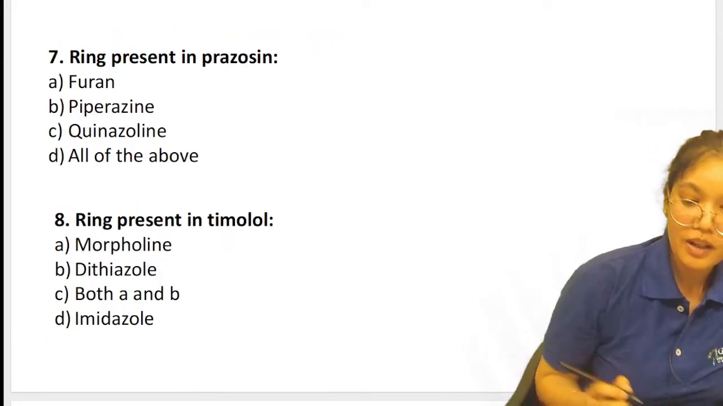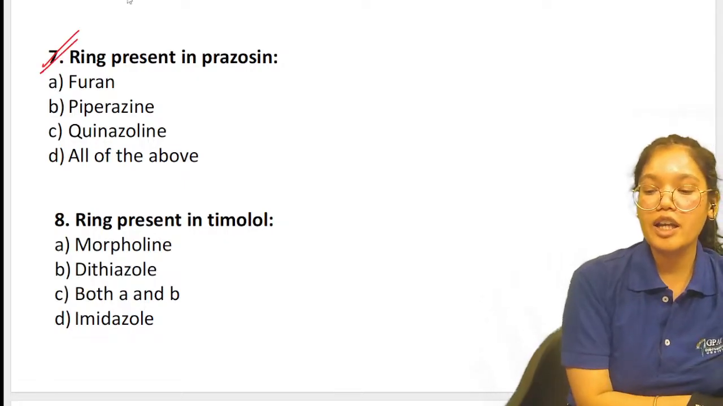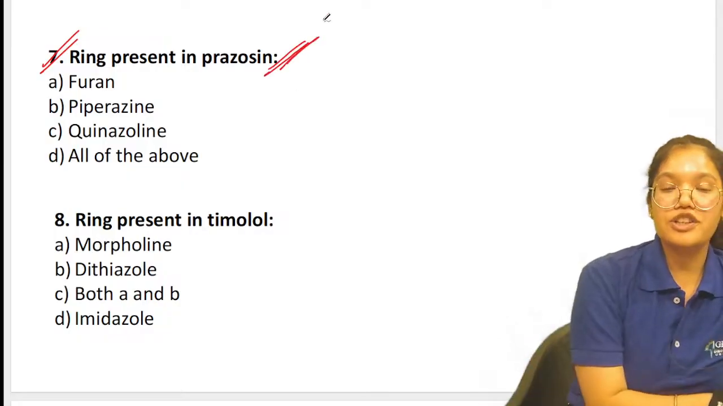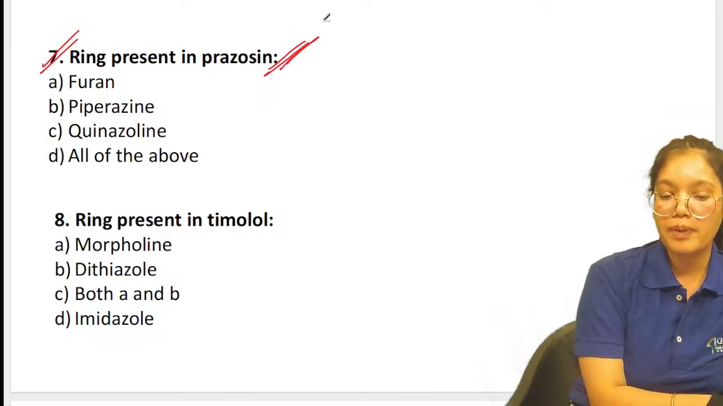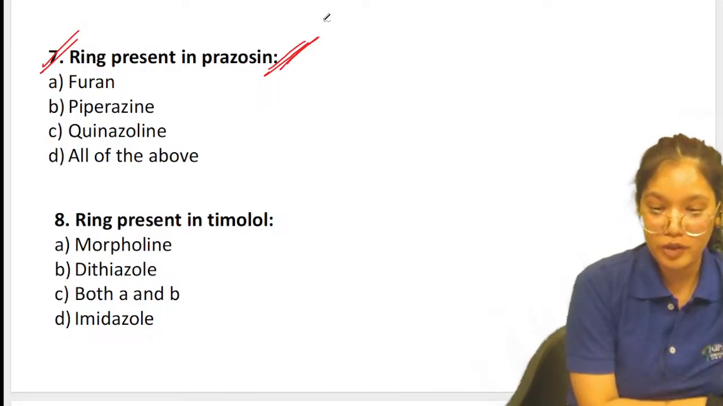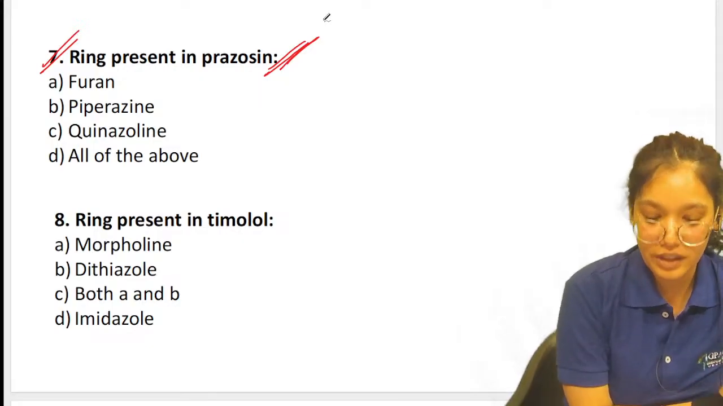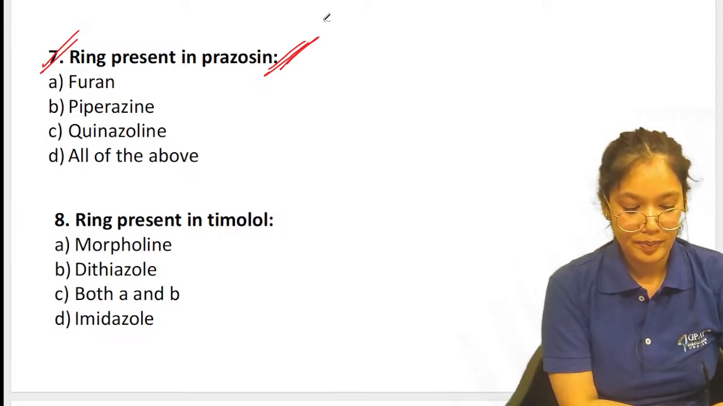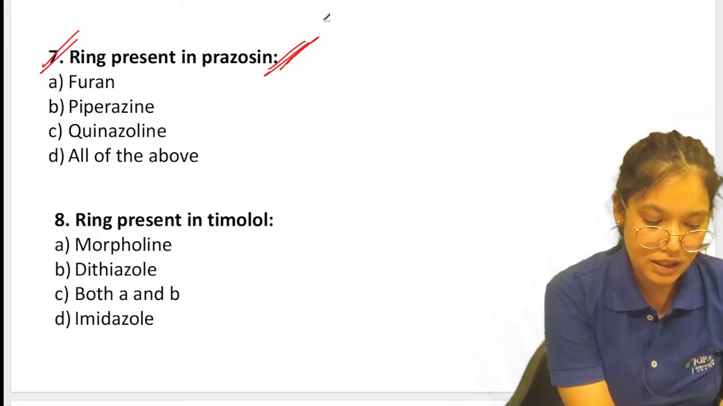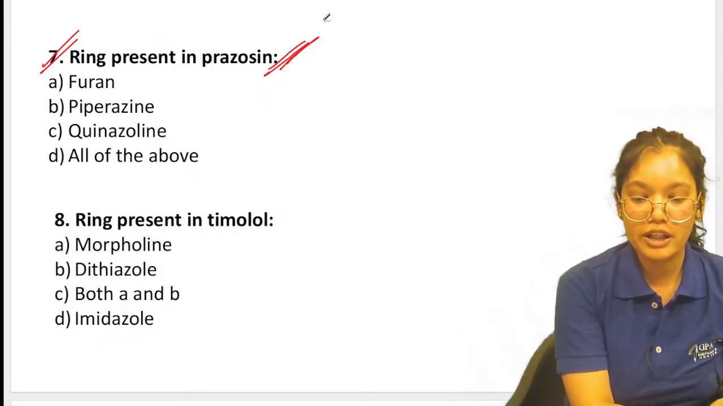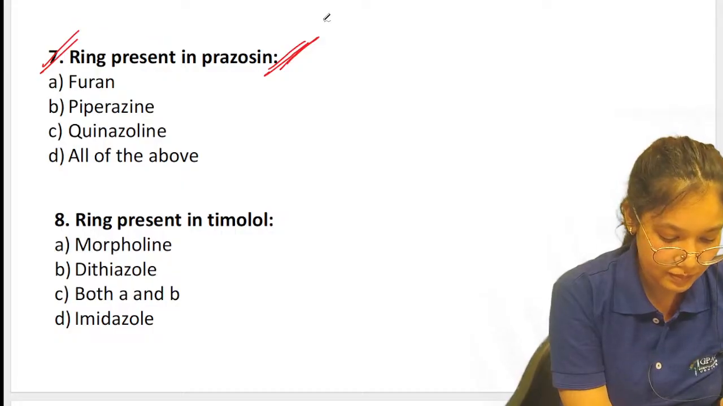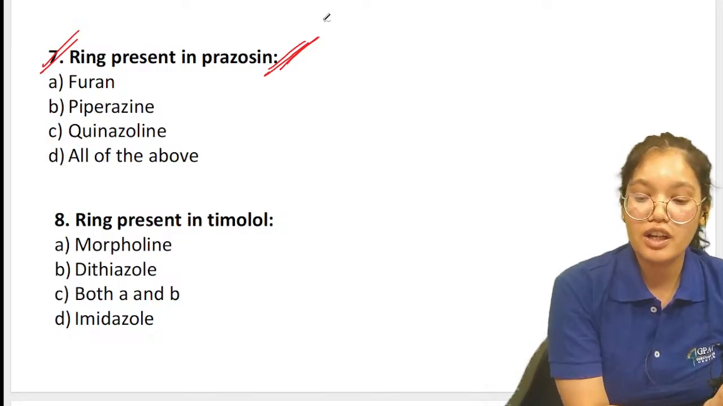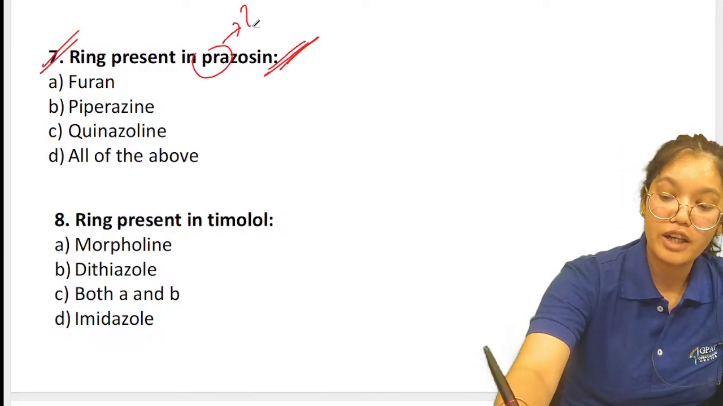Okay. Now moving forward to the next question: the ring present in prazosin. Which ring does prazosin contain? Read carefully. I am waiting. Participate. Come on. Prazosin, which ring does it contain in its structure? From "pra", what I told you, from "pra".